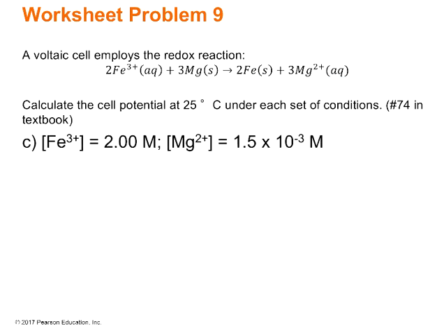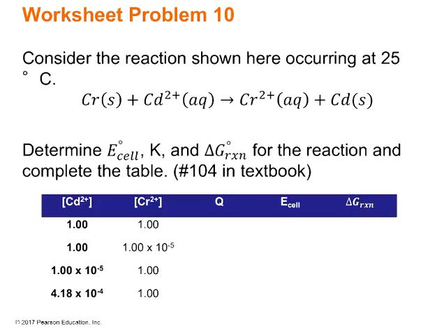Now, what if the reactant concentration is 2 and the magnesium ion concentration is smaller? So it's 1.5 times 10 to the negative 3. So what I would like you to do is calculate this on your own and determine if it's more or less spontaneous. And then additionally, I would like you to work on worksheet problem 10 on your own.